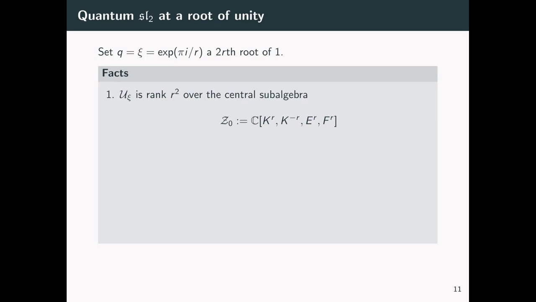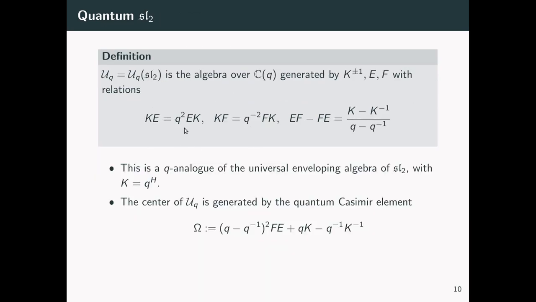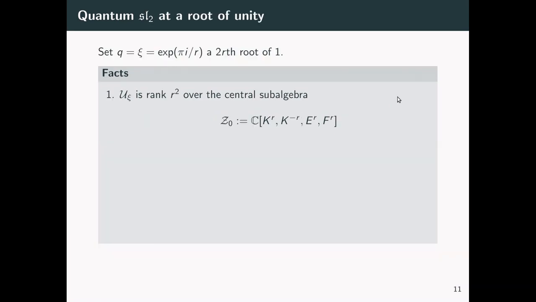All right, so here are some properties. I should have said that I'm going to call it c instead of q, because I want to indicate that it really is a root of unity, not q anymore. So at a root of unity, U_c is rank r squared over the central subalgebra Z_0, which is just generated by all the generators raised to the rth power. You might expect that because you can see here that if one of these is to the rth power, you're going to get q to the 2r, which is 1. Similarly here. And this relation is less obvious that things become central, but you can do some q analog stuff and it works out.